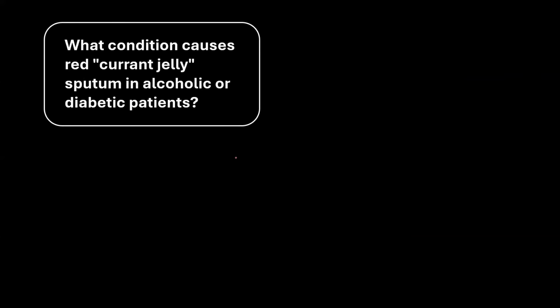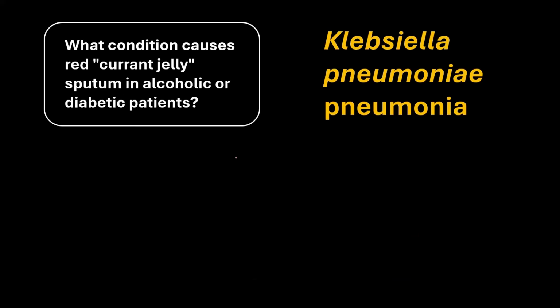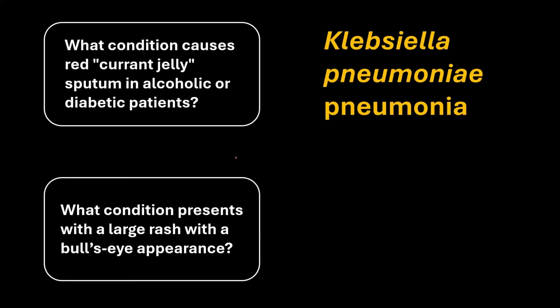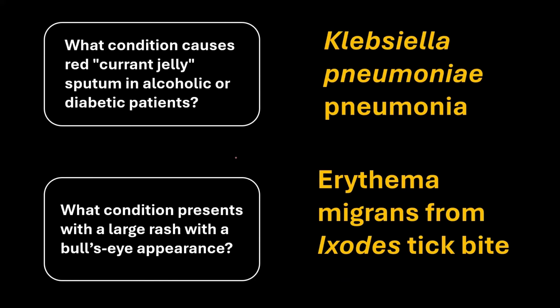All right, what condition causes currant jelly sputum in alcoholics or diabetic patients? Yeah, good. Klebsiella pneumonia. What condition presents with a large rash with a bullseye appearance? Yeah, perfect. Lyme disease or erythema migrans. Here's a picture of that. And then what disease presents with an ulcerated genital lesion that's non-painful and indurated?